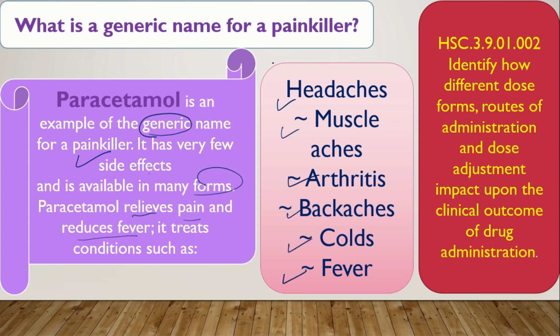The criteria for this question: identify how different doses, routes of administration, and dosage adjustments impact upon the clinical outcomes of drug administration. Your question is: what is a generic name for a painkiller? Your answer is paracetamol. Clear?